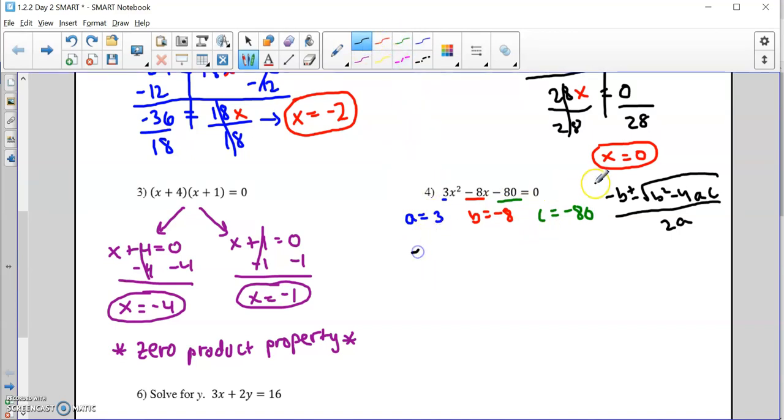So we got a negative sign and then B, so my B is -8. Plus or minus the square root of B squared minus 4 times A, our A is 3, times C. Okay. And that's all over 2 times A.